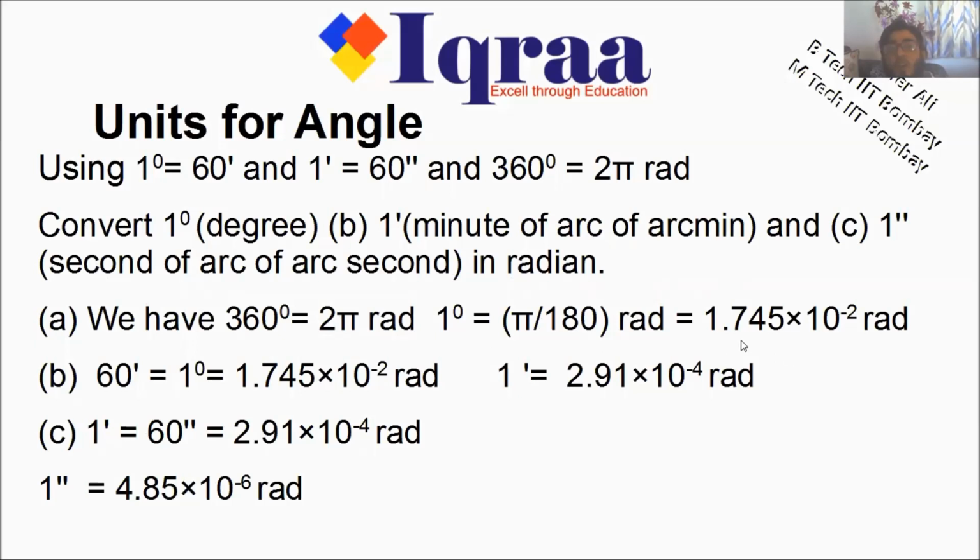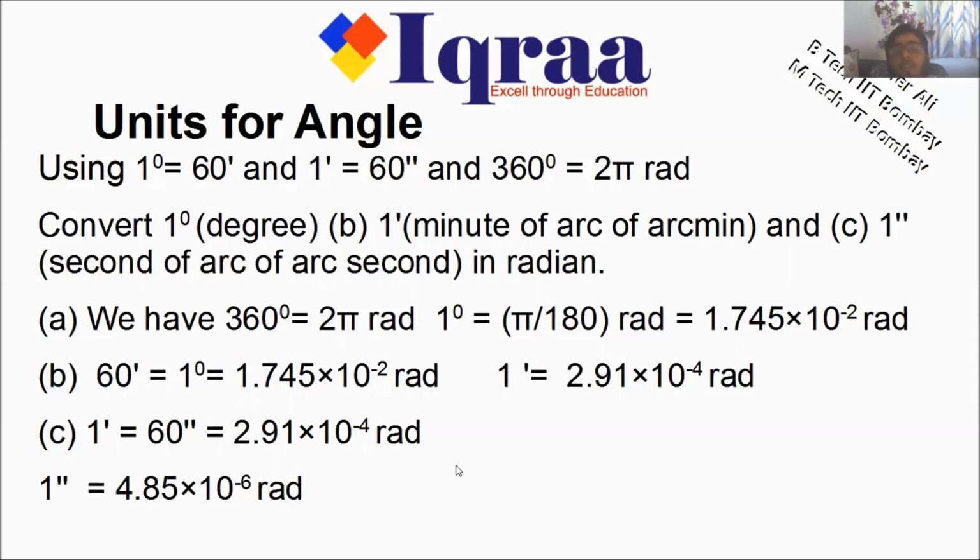So 1 degree will be equal to pi by 180 radian, which is equal to 1.745 into 10 to the minus 2 radian. 1 degree is equal to 60 arc minute, or 60 arc minute is equal to 1 degree, and 1 degree we have calculated is 1.745 into 10 to the minus 2 radian. So this will give us 1 arc minute is equal to 2.91 into 10 to the minus 4 radians, and 1 arc minute is equal to 60 arc second, and we have said that 1 arc minute is equal to 2.91 into 10 to the minus 4 radian. So 1 arc second is equal to 4.85 into 10 to the minus 6 radian.